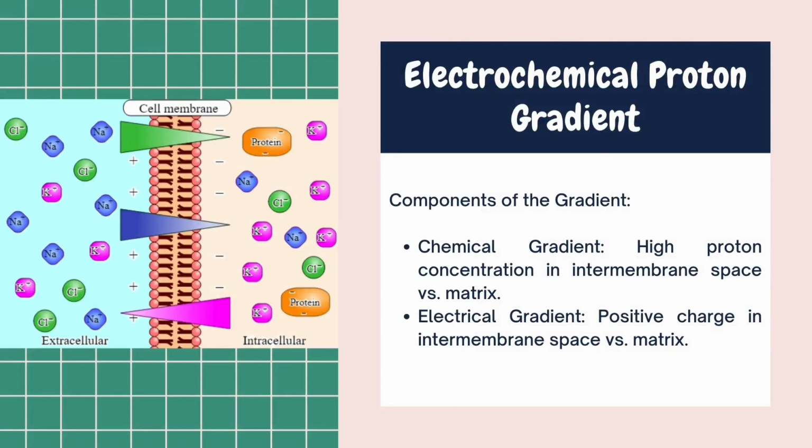Electrochemical proton gradient. An electrochemical proton gradient is a form of stored energy created by a difference in both concentration of protons and the electrical charge across a membrane. Components of the gradient: chemical gradient, high proton concentration in the intermembrane space versus the matrix. Electrical gradient, positive charge in the intermembrane space versus the matrix.